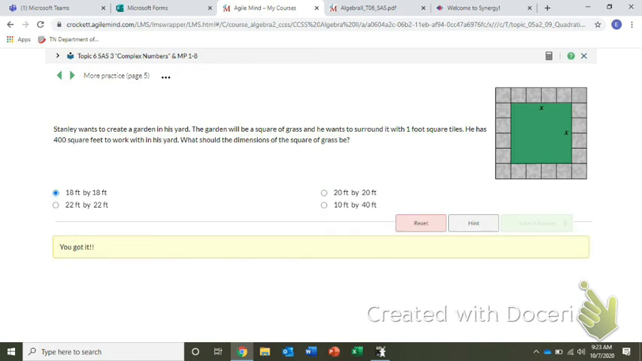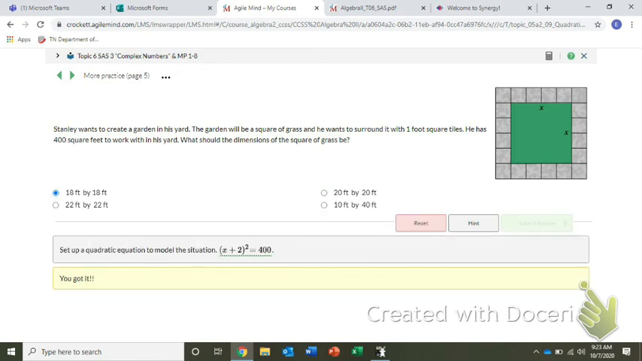We are not good at this. Let's see what the hint says. Set up a quadratic equation to model the situation. 18 and 18 don't even get you 400? What is 18 times 18? 324. I don't know about this question. I don't know about number 5. I'm going to have to do some research. Oh, wait. I plugged it in. It's 400. What? I plugged it into that equation.